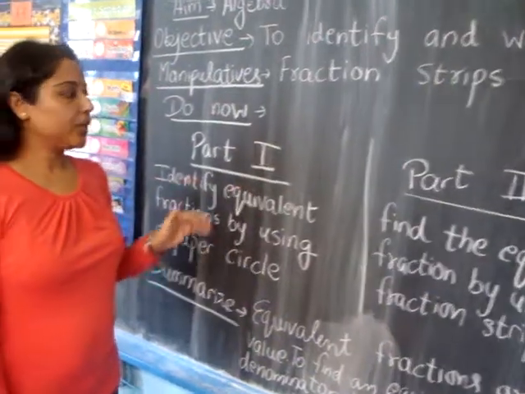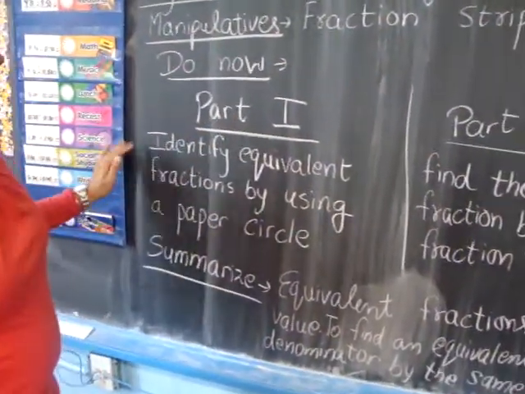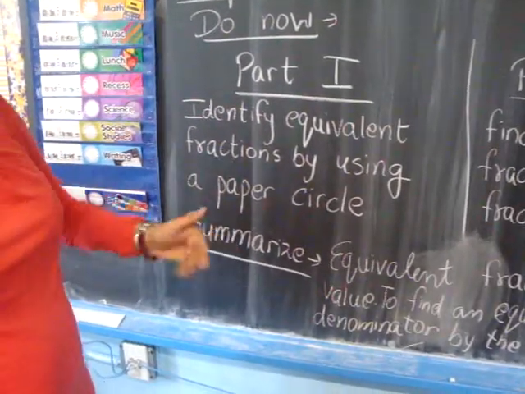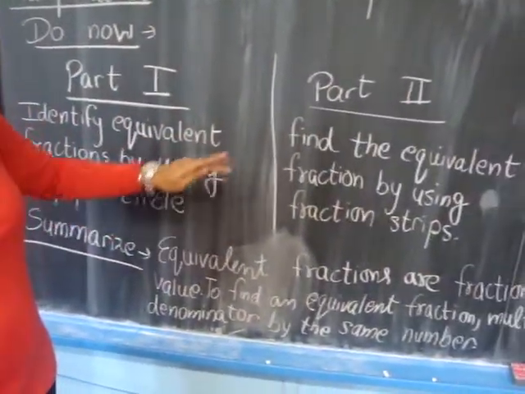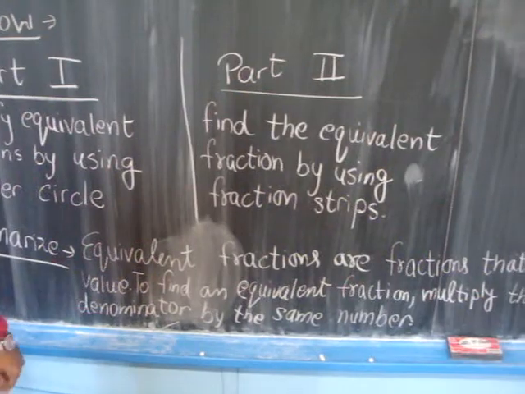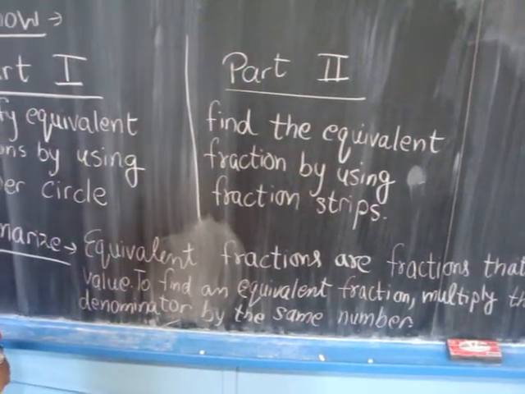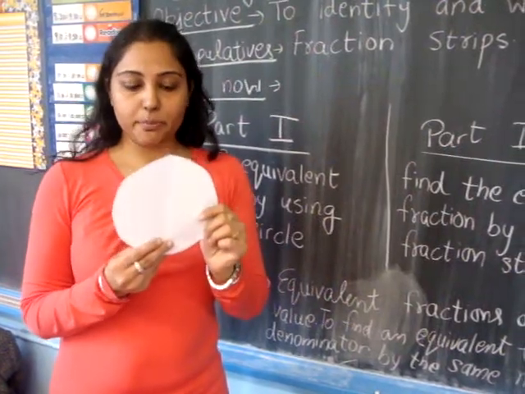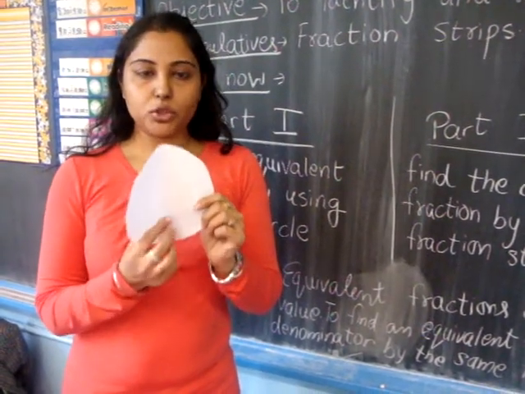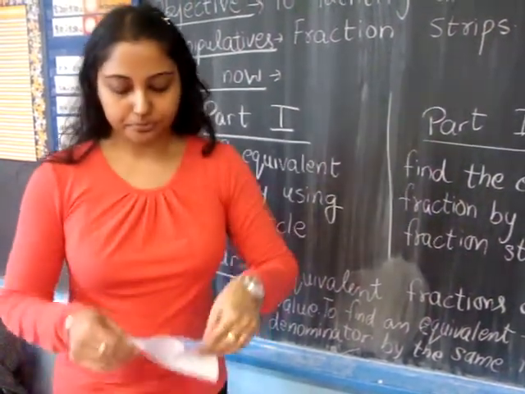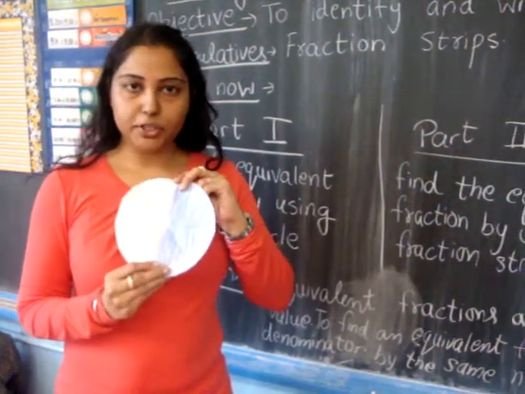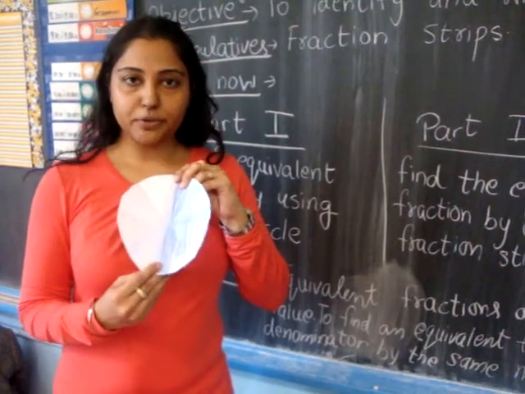This lesson is divided into two parts. Part 1, where students will identify equivalent fractions by using a paper circle. And Part 2, where students will find the equivalent fraction by using fraction strips. In Part 1, I will provide each child with a paper circle and ask them to color one half. The students will color one half of the circle and we will name this fraction.